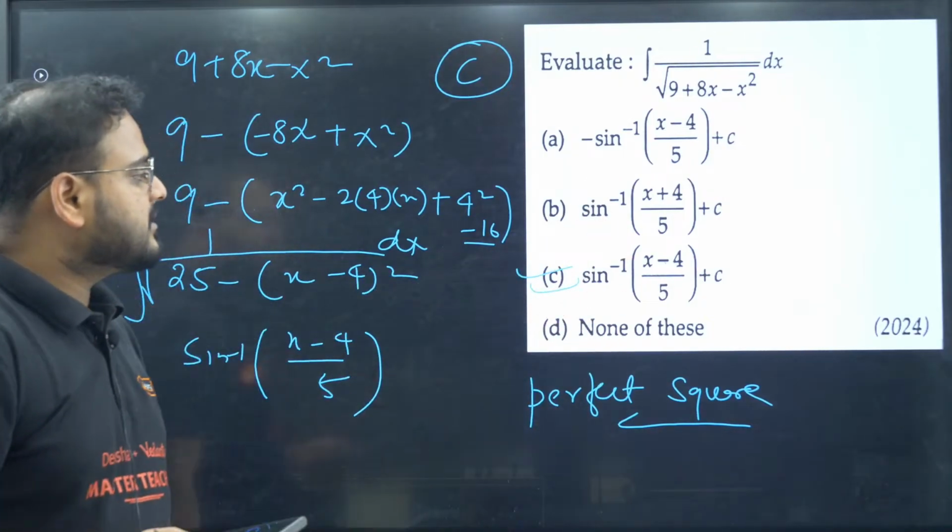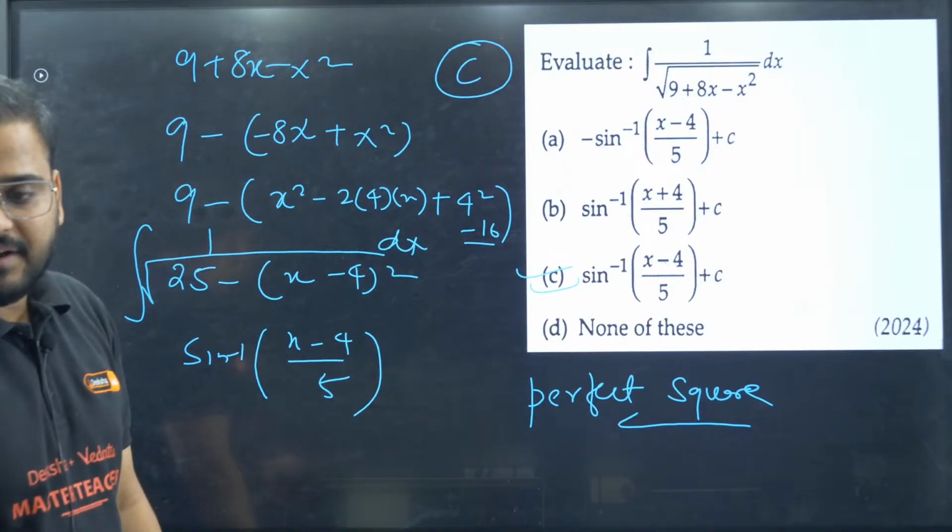The result is simply what, sir? Simply sin inverse of (x minus 4) by 5.